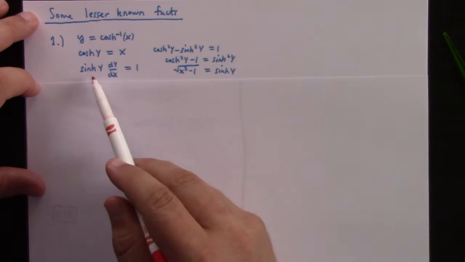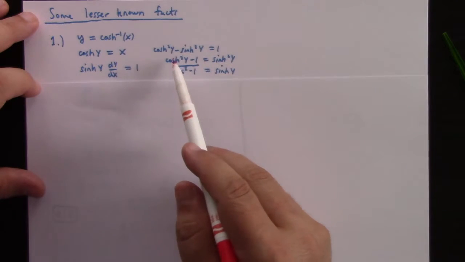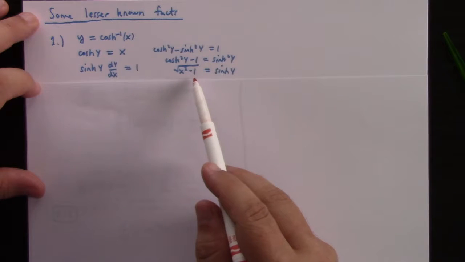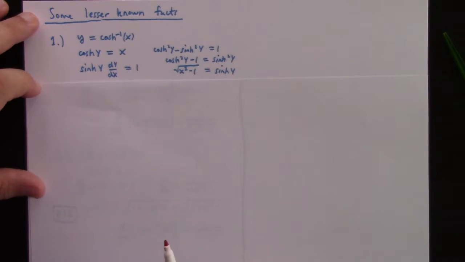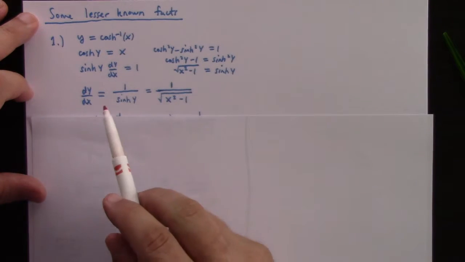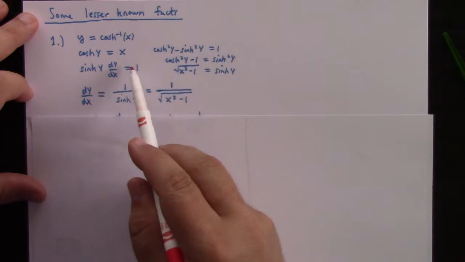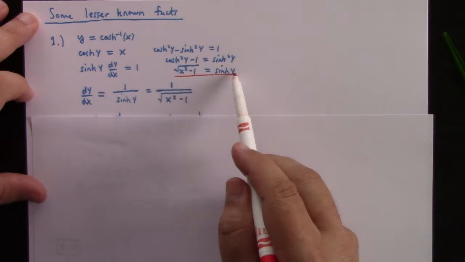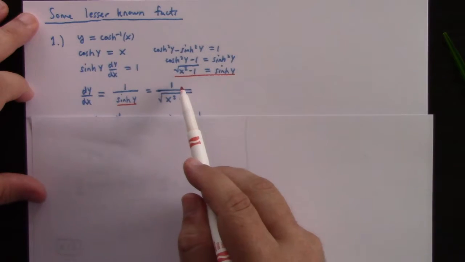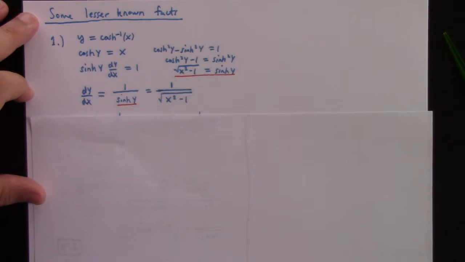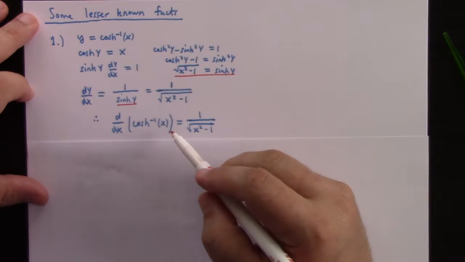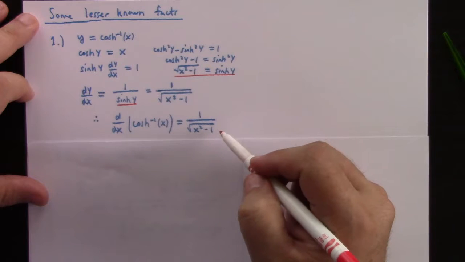Take cosh of both sides, differentiate implicitly. Notice that cosh squared minus sinh squared being 1 provides that the square root of x squared minus 1 is equal to sinh y, right? So dy/dx is 1 over sinh y, and as we just explained, this is the same as 1 over the square root of x squared minus 1, and there you have it. The derivative of inverse hyperbolic cosine is 1 over the square root of x squared minus 1.